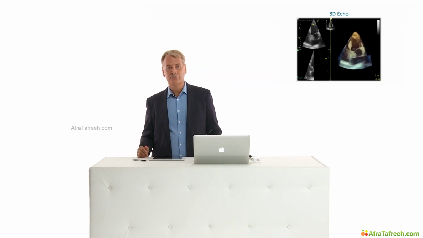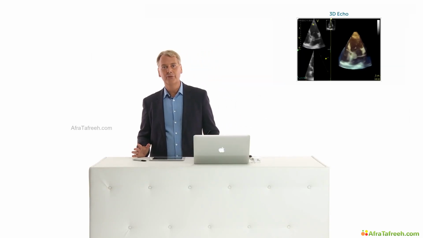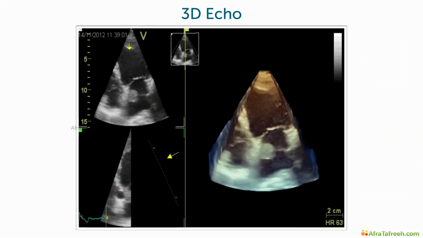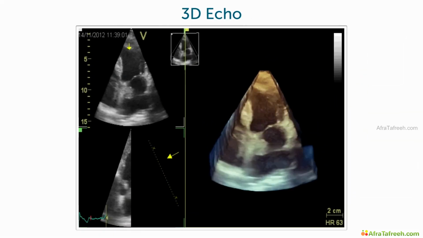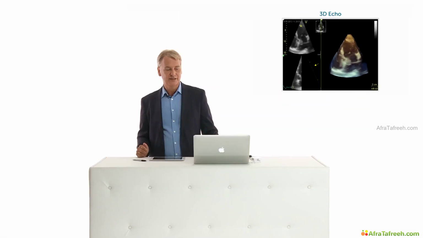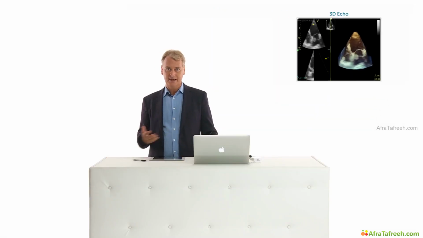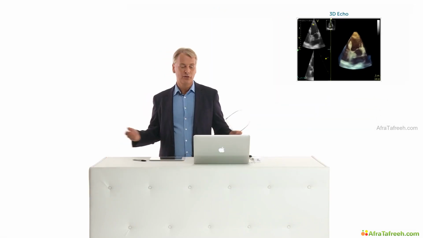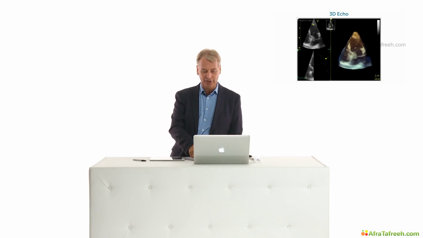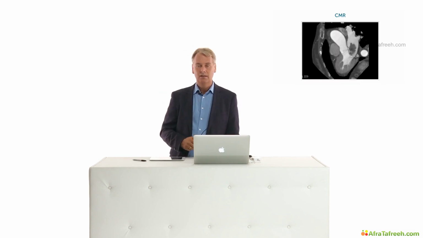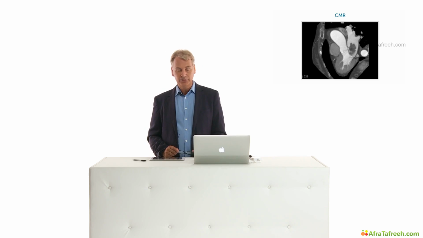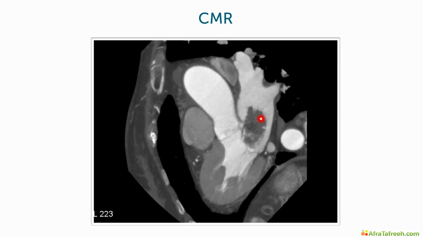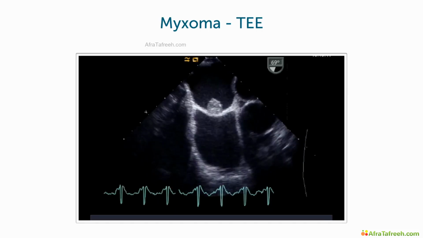3D echo allows us to look at the myxoma in 3 dimensions. It's a nice way of displaying a myxoma, but actually there is not much additional information. As I already mentioned, 2D echo is very frequently already diagnostic of a myxoma. We can also use other imaging modalities. This is an example of cardiac MRI, where we see here the myxoma. And we can also use TEE.